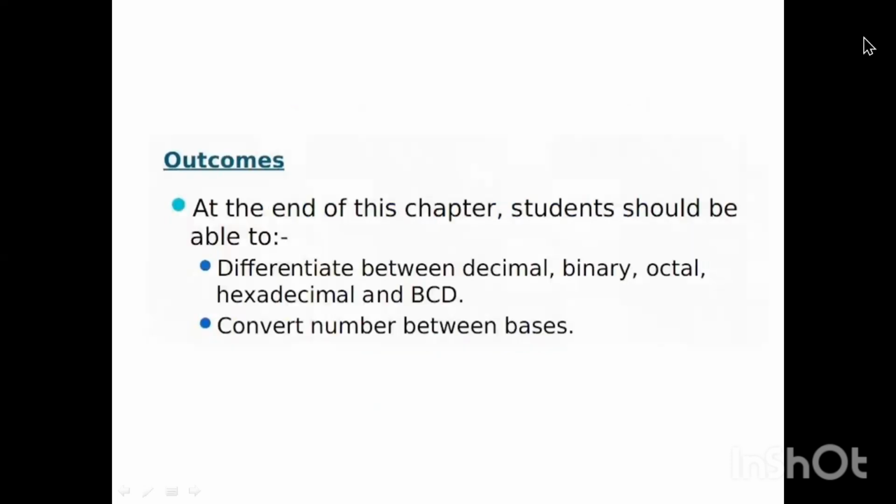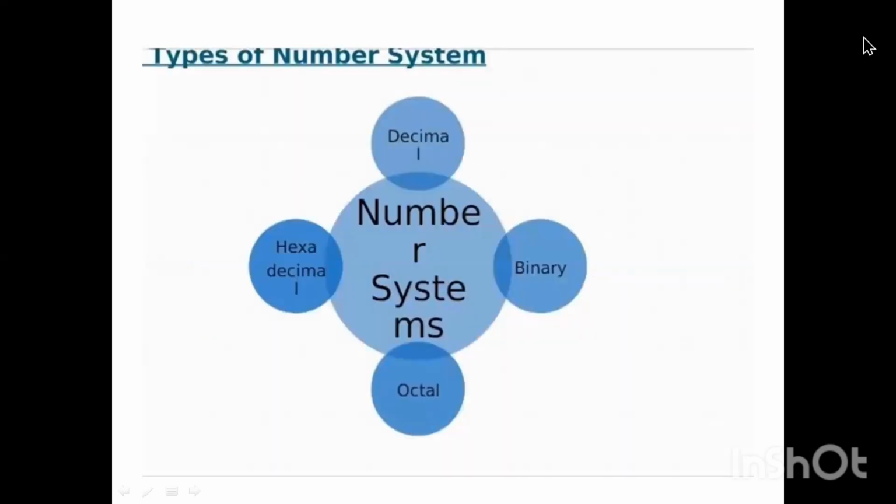First, the number system. There are four number systems widely used in computers. The first one is the decimal number system. It's the real world number system which includes 0 through 9. The total number of digits in the number system is 10. It is a human understandable and real world number system.